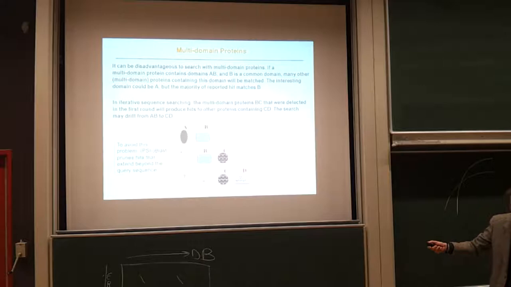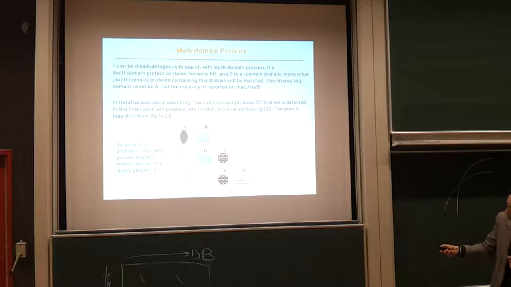What does PSI-BLAST do? It takes this hit, a good scoring hit, and puts it in the profile. You search again with the profile. Now we have this information, and this sequence is still in the database. Now BLAST says, hey, I see a good hit, a good relationship with this sequence. Domain C is now also added to the profile and its information is used.